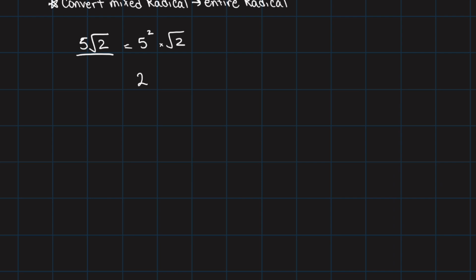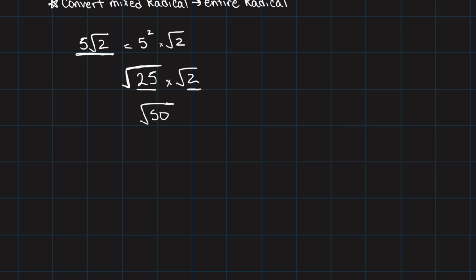5 squared is 25. And since you just squared the 5 to get 25, you put that into the square root. Then you have times the square root of 2. That stayed exactly the same. And then you multiply the two values in here, and you have 25 times 2 is 50. And then that gives you your entire radical. And you know this because if you were to break this down into a mixed radical, you would end up here.